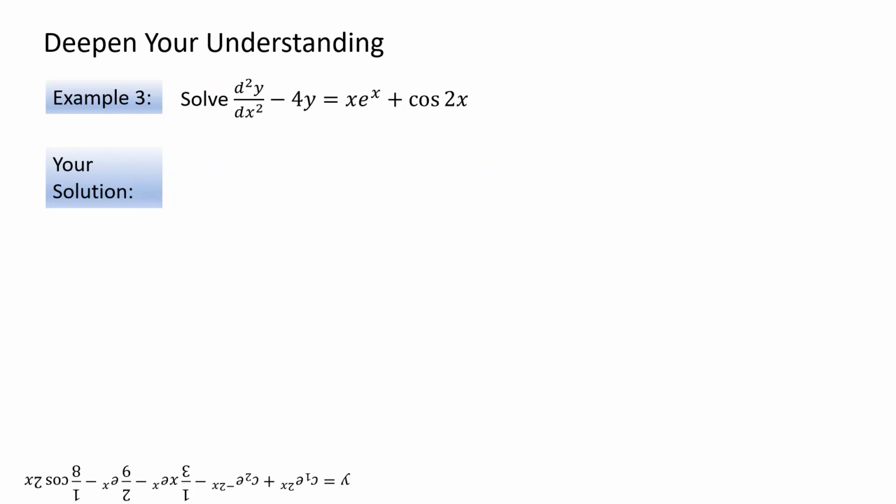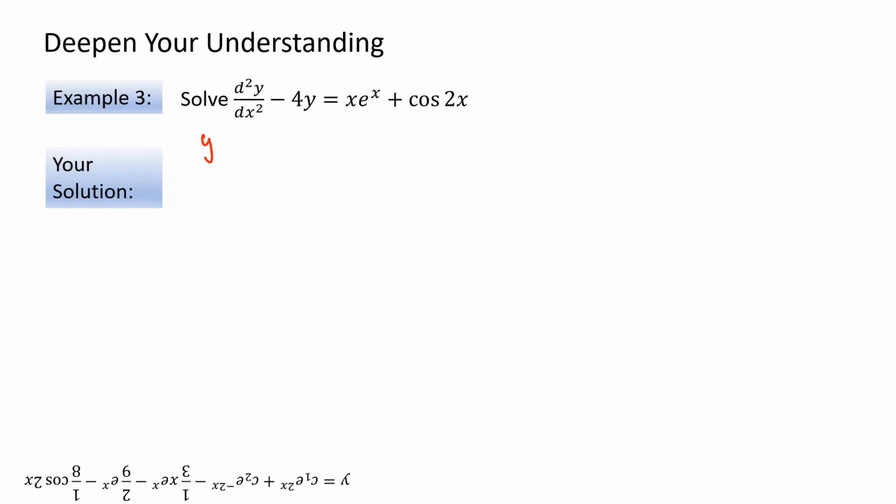So we have to solve d squared y by dx squared minus 4y is equal to x times e to the x plus cosine of 2x. Okay, so we've got a lot of different options on the right-hand side. And now I've added a trigonometric function. Okay, so we'll start by finding the general solution.